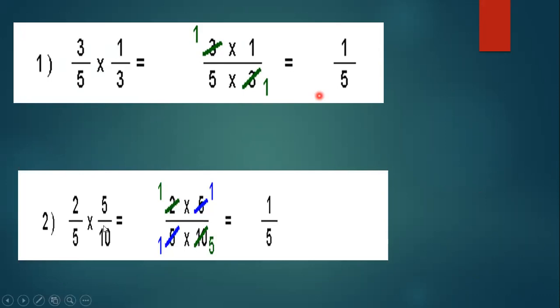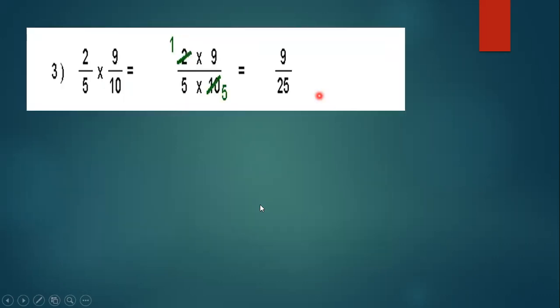Next, I have 2 by 5 multiplied by 5 by 10. Many children make this mistake of cancelling out this 5 with this 10, which can't be done. Whenever you have to cancel out, always remember that one number should be in the numerator, another number should be in the denominator. Alright, so what am I going to do? This 5 gets multiplied with this. This 5 gets cancelled out with this 5. 2 and 10 get cancelled out, in 2 stable 1 time, in 10 stable 2 stable 5 times. So my answer is 1 by 5.